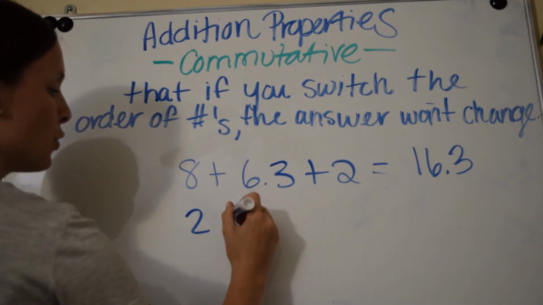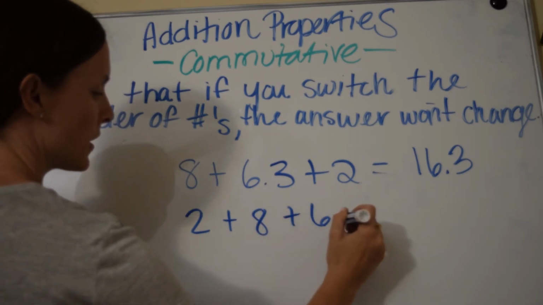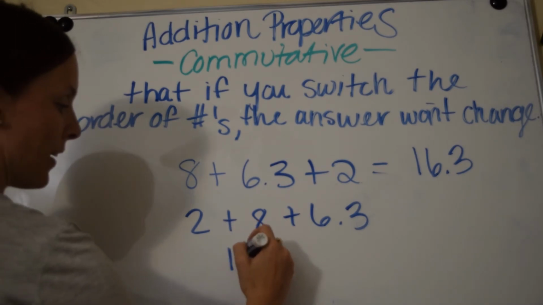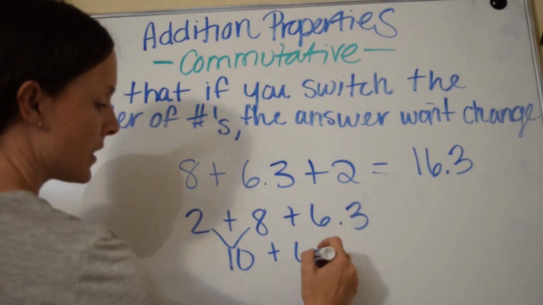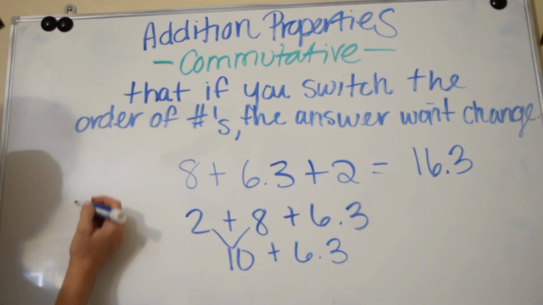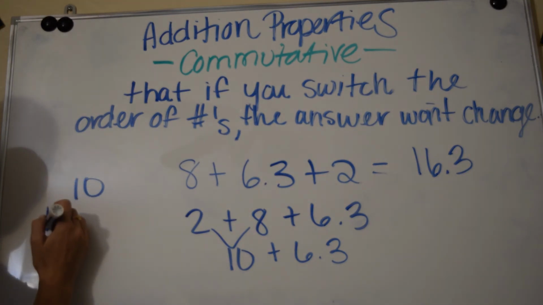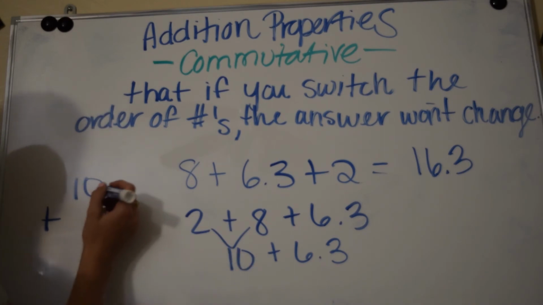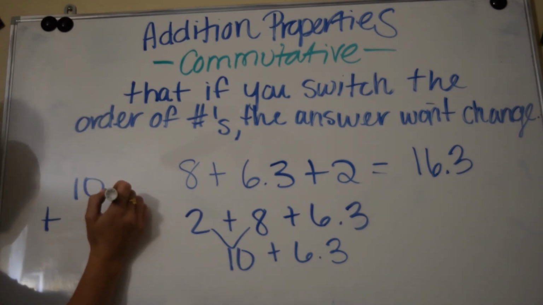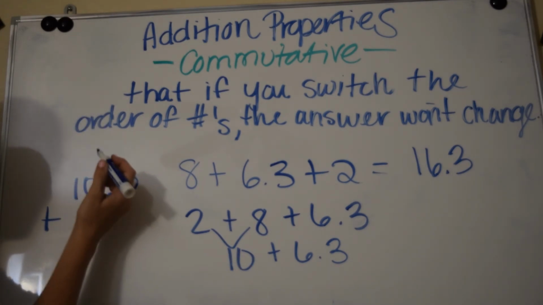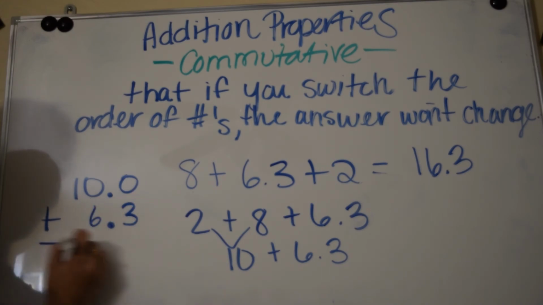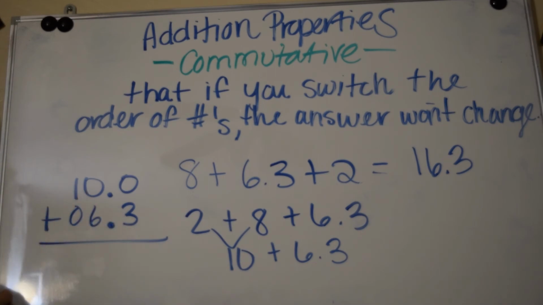What if I did 2 plus 8 plus 6 3/10? So I'm going to do 2 plus 8 first, which is 10. So now it's 10 plus 6 3/10. So let's see if that's right. So 10 plus, now how do I line this up? Always create a decimal out of that whole number. So 10 is the same thing as 10.0. And then line up your decimal and fill it in. We have a 3 here and a 6 here. You can put a 0 in the blank spots as well.